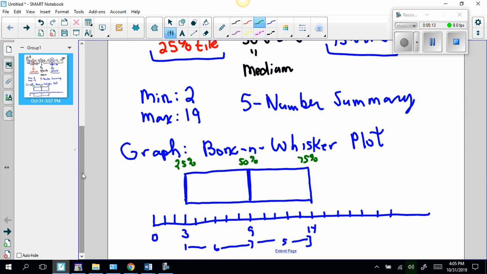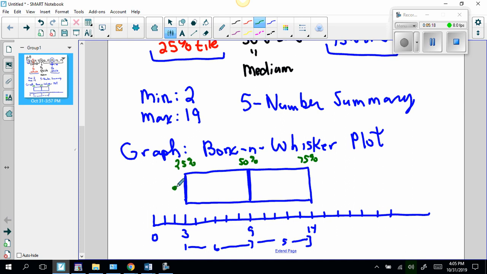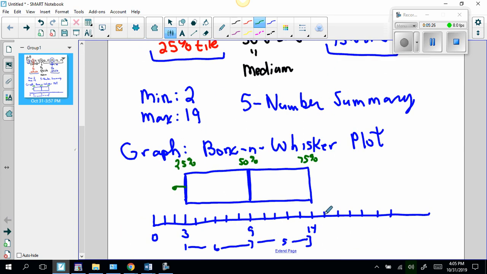And now you add the whiskers using the min and the max. So from 2, you just put a whisker right in the center of your box. And the max being 19, 15, 16, 17, 18, 19, whisker to the middle, and then you can see your data spread.